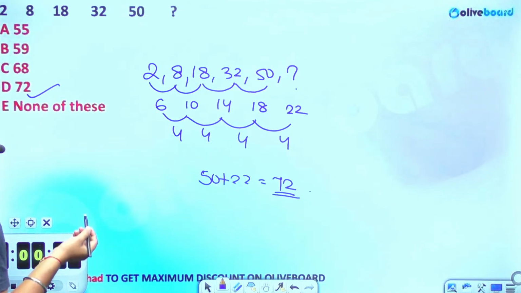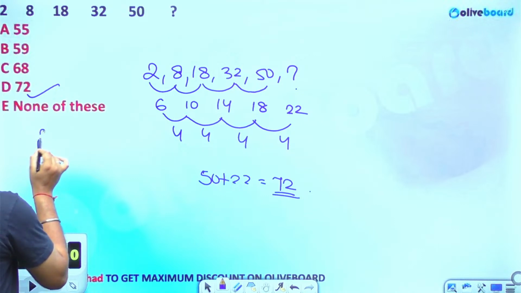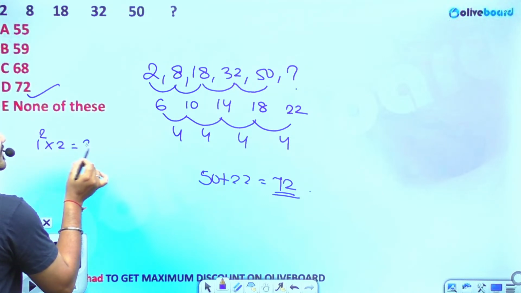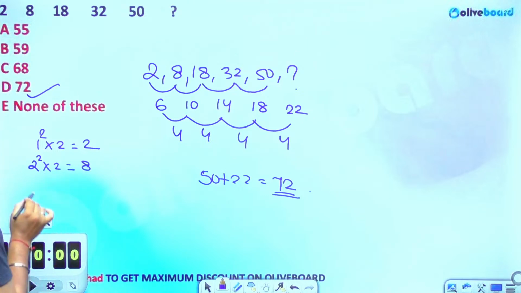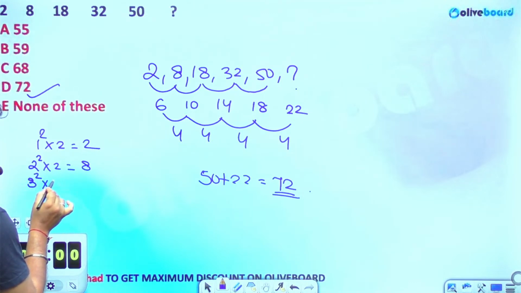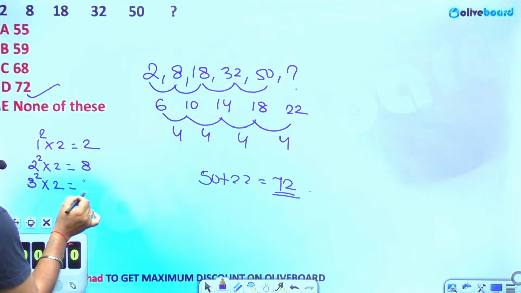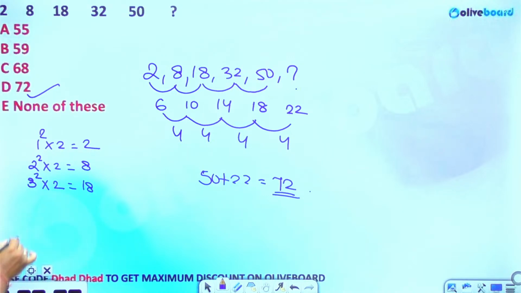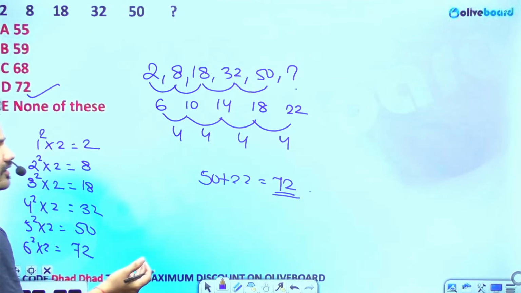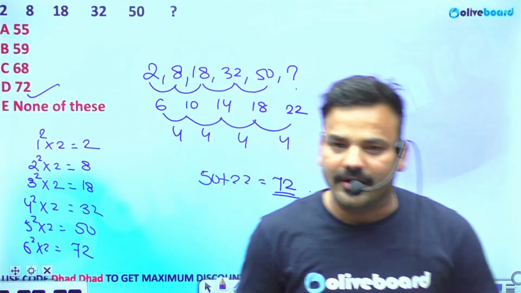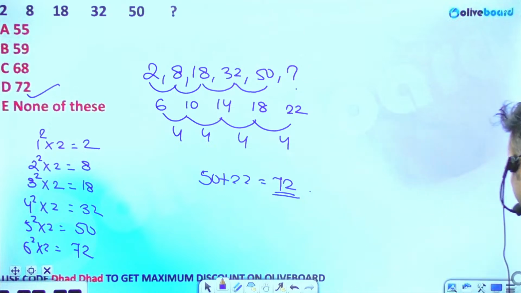Fine, so what we can do is 1 square times 2. This is equal to 2. Then 2 square times 2 is equal to 8, right? Then 3 square times 2. 3 square is 9 into 2, that is 18. Clear? Then 4 square into 2, that is 32. 5 square times 2 is equal to 50. So the required result will be 6 square into 2, that is 72. Even more than 2 or 3 methods are possible for double differences or triple differences questions. Fine. So this is the result.